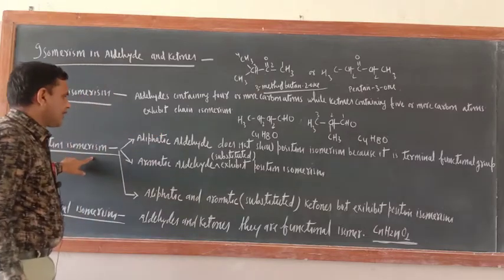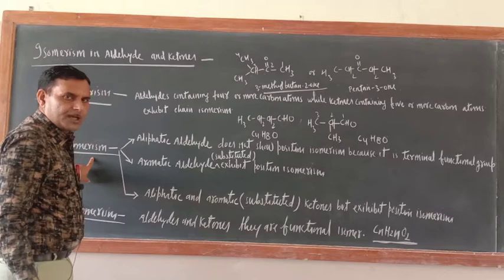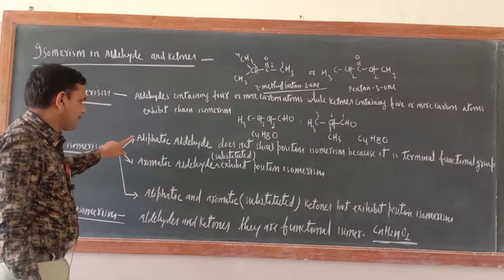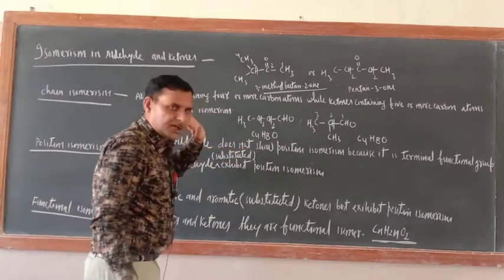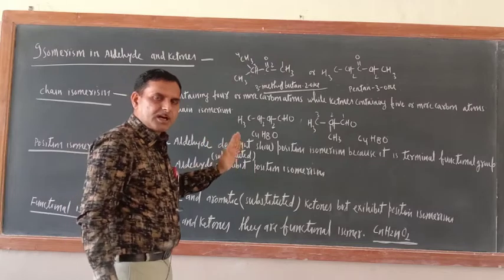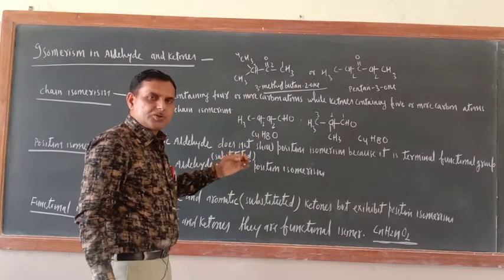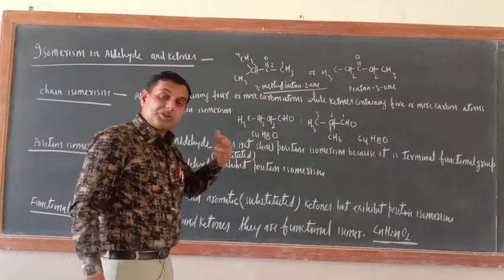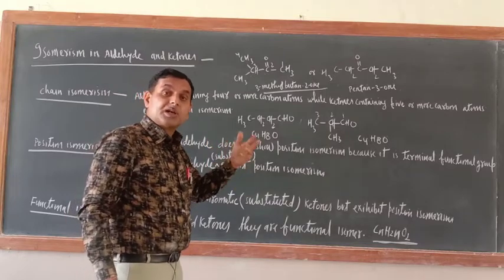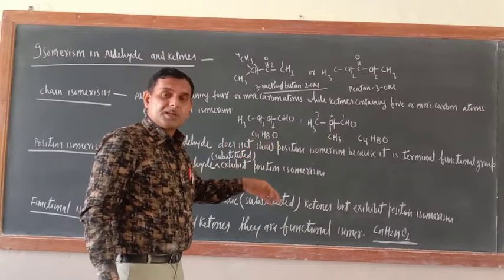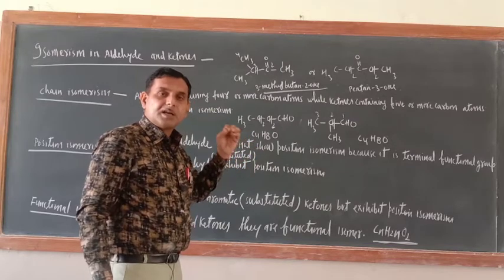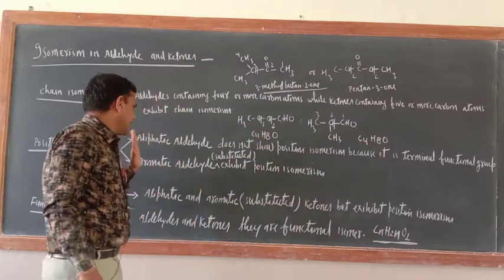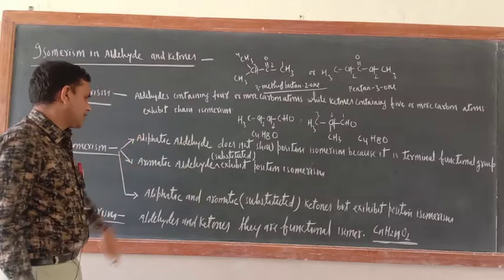Next one is position isomerism. In position isomerism, what is happening? The position of the functional group is different, but the molecular formula is the same. Aliphatic aldehyde does not show position isomerism. Why? Because CHO is the group which always comes at the terminal carbon atom. In position isomerism the position of the functional group should be different in the compound. Whatever molecular formula you take, CHO will be at the terminal only. That is why aliphatic aldehyde does not show position isomerism.